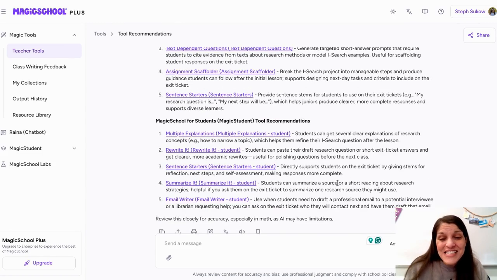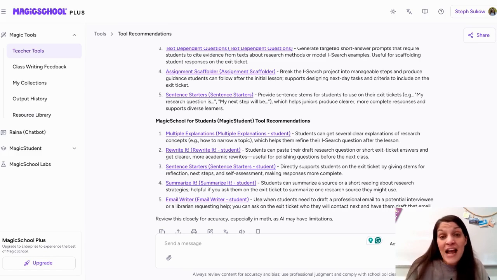So for my students here, I really like the summarizing, especially when they're working with research. And so as they're writing their annotated bibliographies, they can put it in the summarizer and see if they can get even more specific details or bullet points of what their thinking is. An email writer can always be helpful.